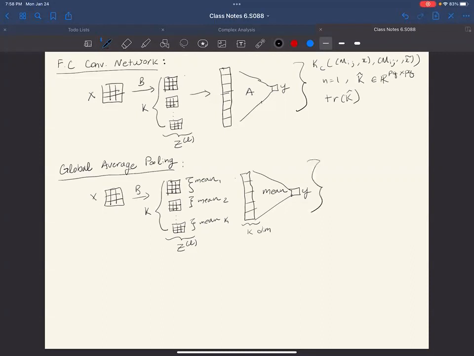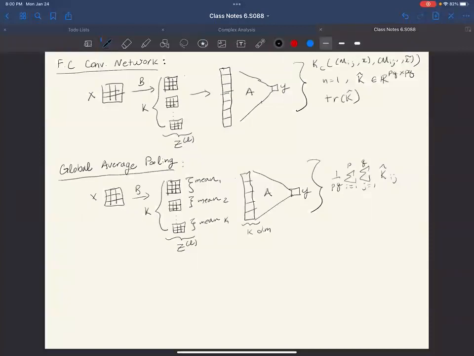If you do the same thing for the global average pooling network, what it actually does is it just takes a mean over this. So it's just going to be the sum from i equals 1 to P, sum from j equals 1 to Q, of 1 over PQ, K hat ij. Great. And actually, I do want to clarify, I made a typo here. This is actually a weight matrix. You'll have some weight matrix A. But the key thing is that you first take this mean before you apply this weight matrix.